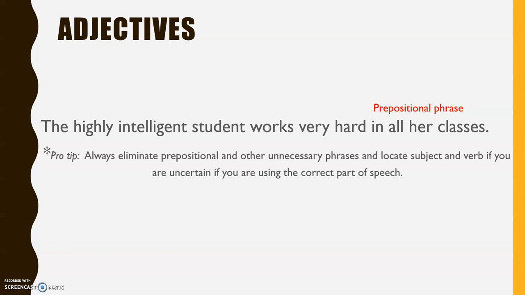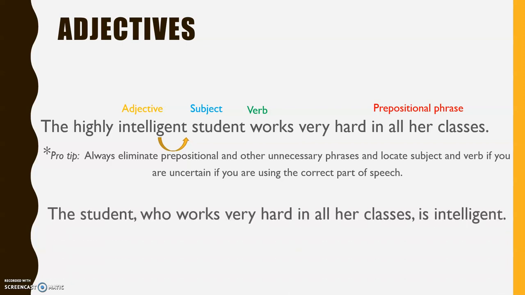In all her classes, we'll find the verb works. Who or what works? Student, our subject. And subjects are always a noun. So let's look at the other words that we have. The highly intelligent student. Well, intelligent is not a person, place, or thing or idea, and it's not an action. It's near student, which makes it an adjective modifying student because it's describing the student. A lot of times the adjectives come before the noun that they modify. However, that's not always the case.